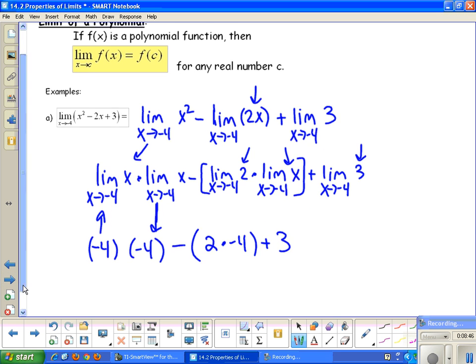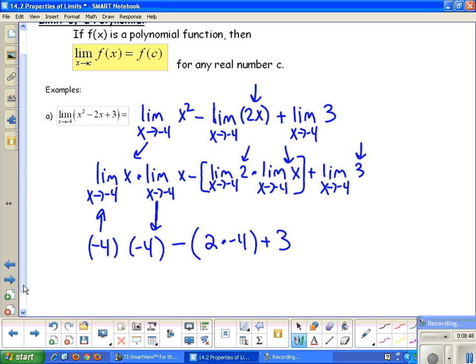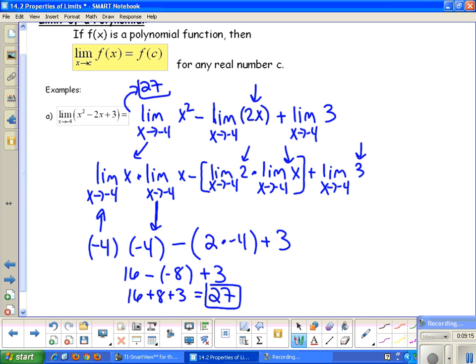And I just have to use some algebra in order to simplify this. So -4 times -4 is 16. And then we have minus 2 times -4 would give me plus 8, and then plus 3. So in your calculator, if you do 16 plus 8 plus 3, you end up with 27, or you can just do it in your head. That means that the limit as x approaches -4 for this function is equal to a value of 27.